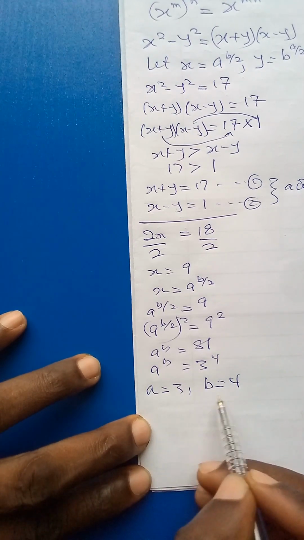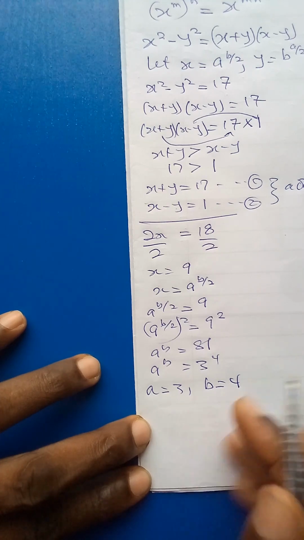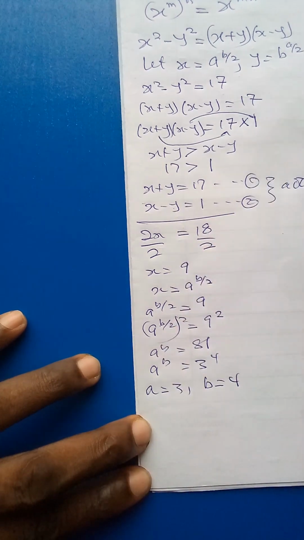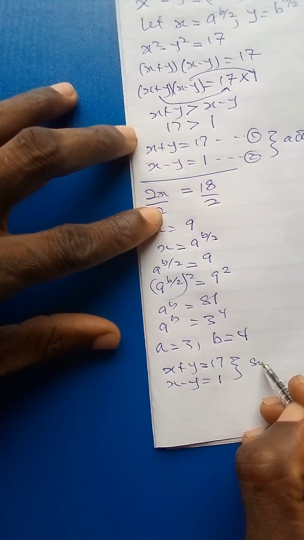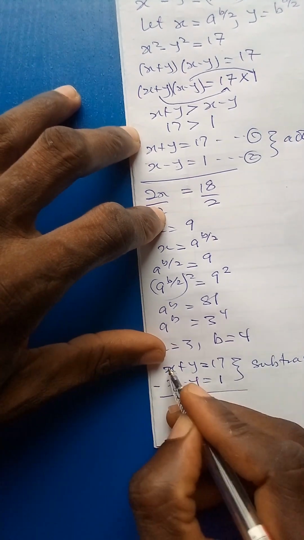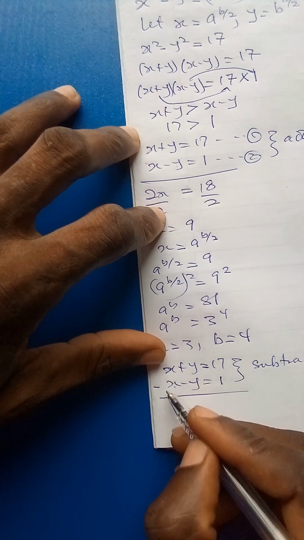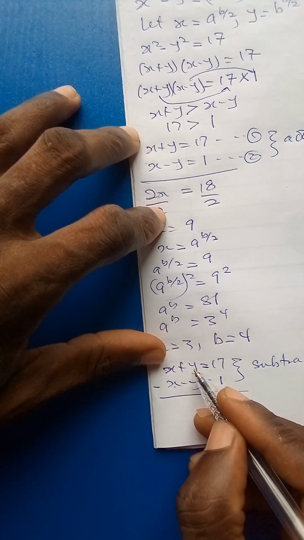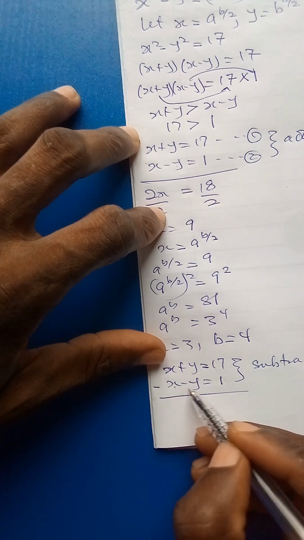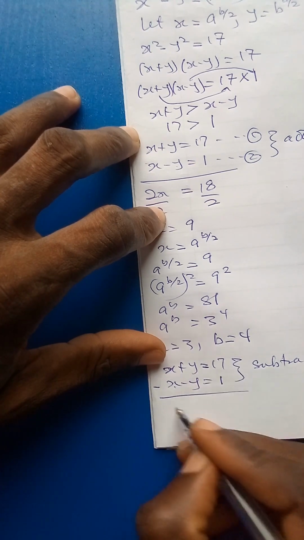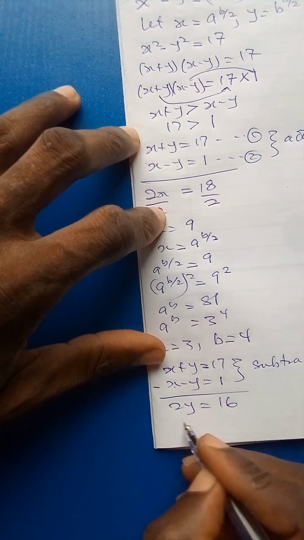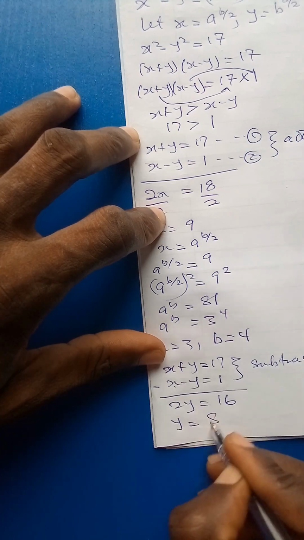How can we check if this solution is correct? We can do that by subtracting both sides of the equation. If I subtract these two equations, what I'll have is this and this will cancel out because x minus x will give us 0, and therefore minus times minus, which is plus y will give us 2y equals to 17 minus 1 is 16. Therefore, y is equal to 8.